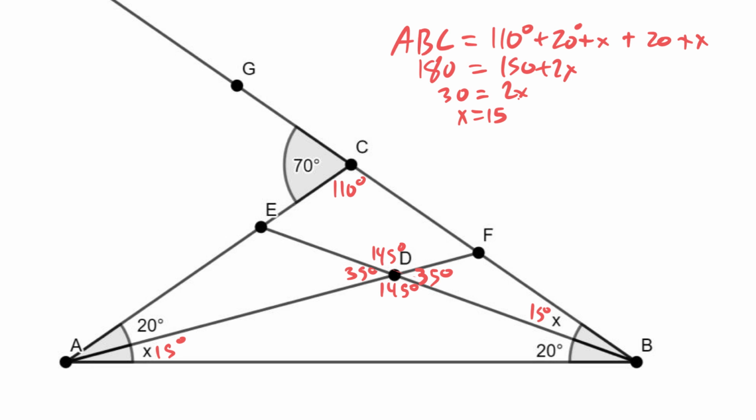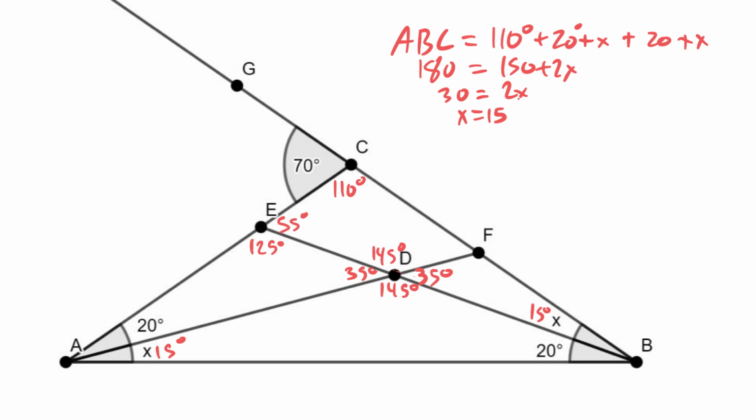Now we can use maybe triangle ADE. Again, we have 2 of the angles. We have a 20 and we have a 35. So we subtract those 2 and we get a 125. Now again, we got this straight line going on here, so we can do 180 minus 125. It's going to be 55.